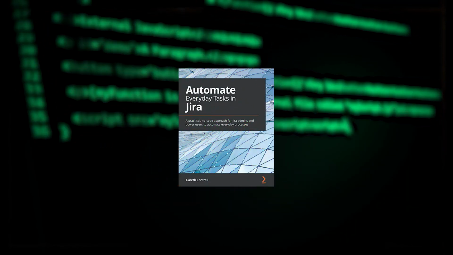Next, let's talk about Automate Everyday Tasks in Jira, a practical no-code approach for Jira admins and power users to automate everyday processes. This book discusses the fundamental concept of automation in businesses. The author talks about triggers, conditions, and actions that can dictate a certain business process automation. Readers can go through the use cases and understand how automation is implemented in business operations. There are rule-based techniques and guides for readers about how to use external tools like GitHub, Microsoft Teams, and Slack to automate business operations. It's a great read for business owners and organizations looking to automate all or some aspects of their business with Jira.